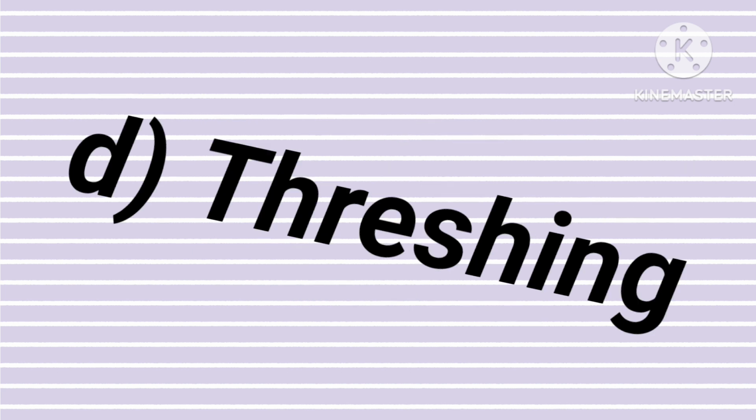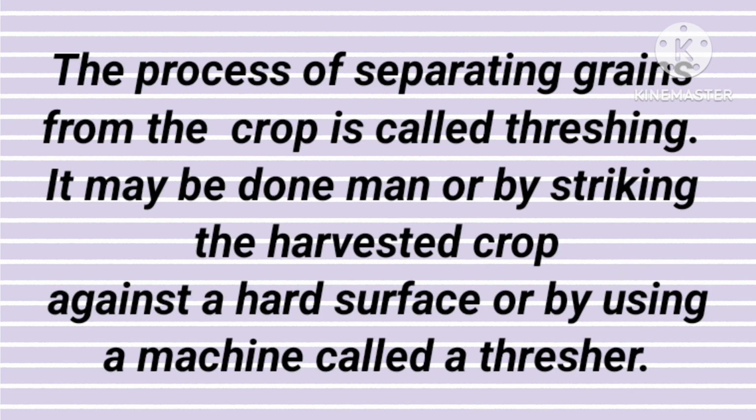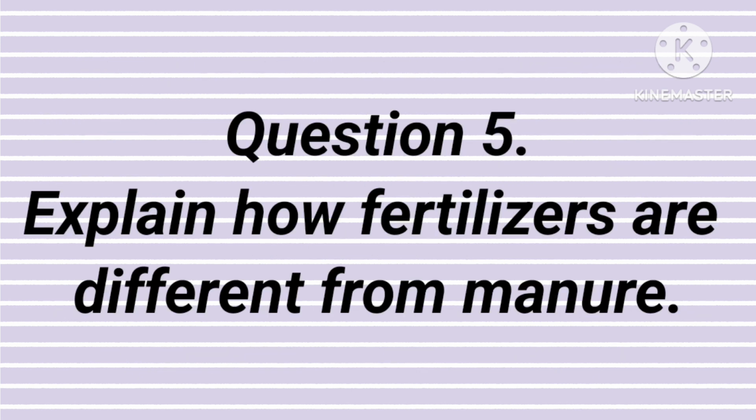Fourth one is threshing. Threshing is also one of the methods. The process of separation of grains from the crop is called threshing. It may be done by the man or by striking the harvested crop against a hard surface or by using a machine called a thresher. In ancient times, it was all done by the man himself, but now it is taken by the machine.